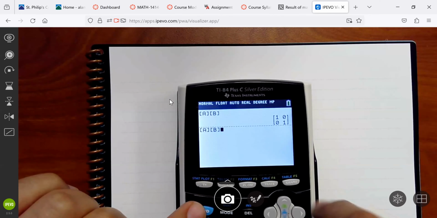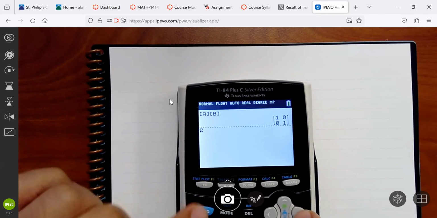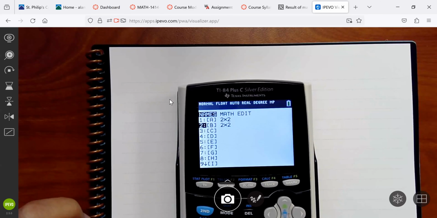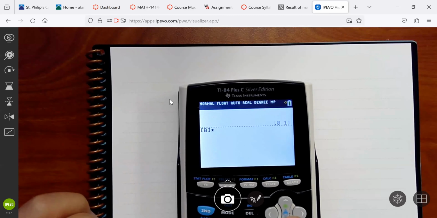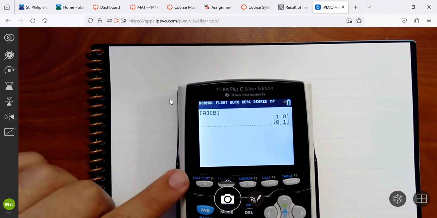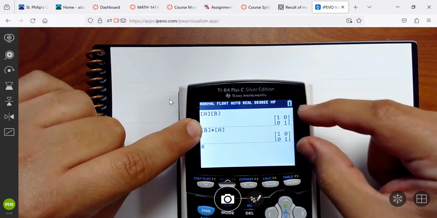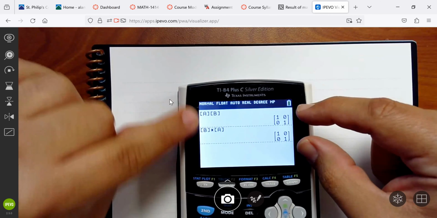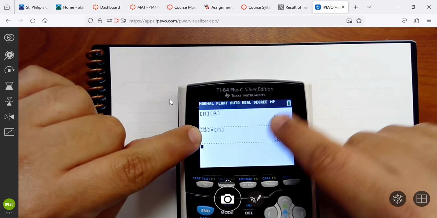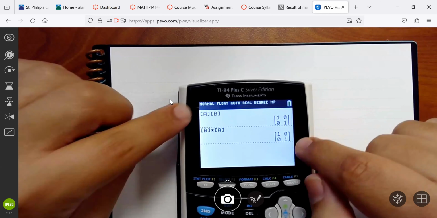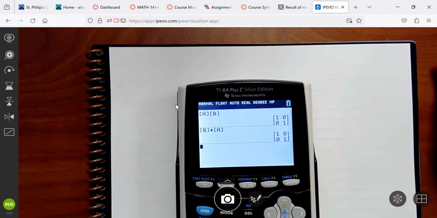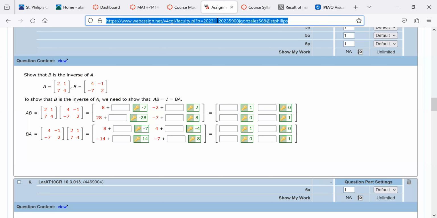So then try it again, but make sure it's the other direction. So go back in the menu. Big B. You can put the times symbol if you want. An A. So if A times B and B times A equal the identity, so these are both 2 by 2 matrices. If I get 2 by 2 identity matrices in both directions, then it is an inverse. So what they want to see here is that the result is going to be this.